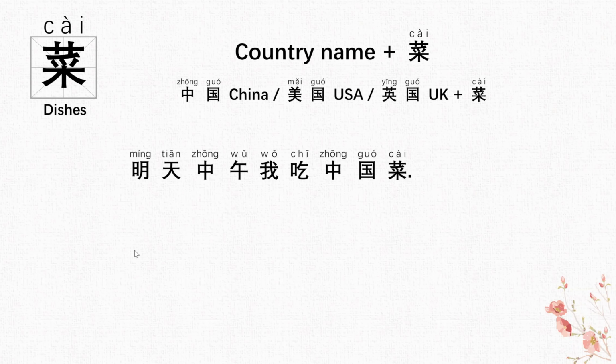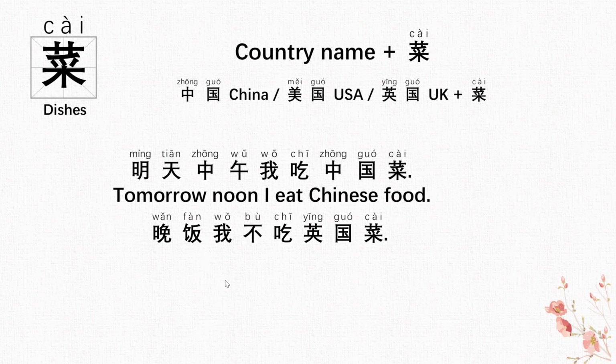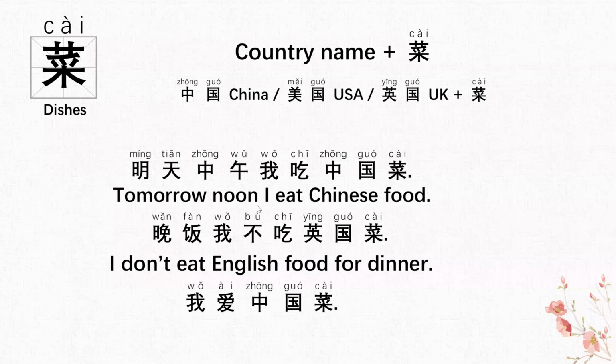I say it in Chinese. You try to get the English meaning. 明天中午，明天 we learned it, I think 2 or 3 lessons ago. 中午我吃中国菜。明天中午我吃中国菜。Pause the video until you go to your answer. This one means tomorrow noon I eat Chinese food. Next one, 晚饭。晚饭我不吃英国菜。This one, pause the video until you get the answer. I don't eat English food for dinner.